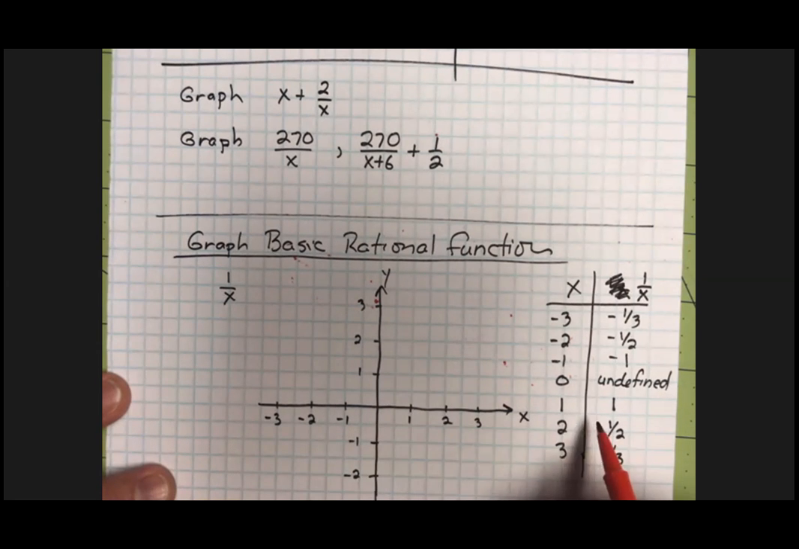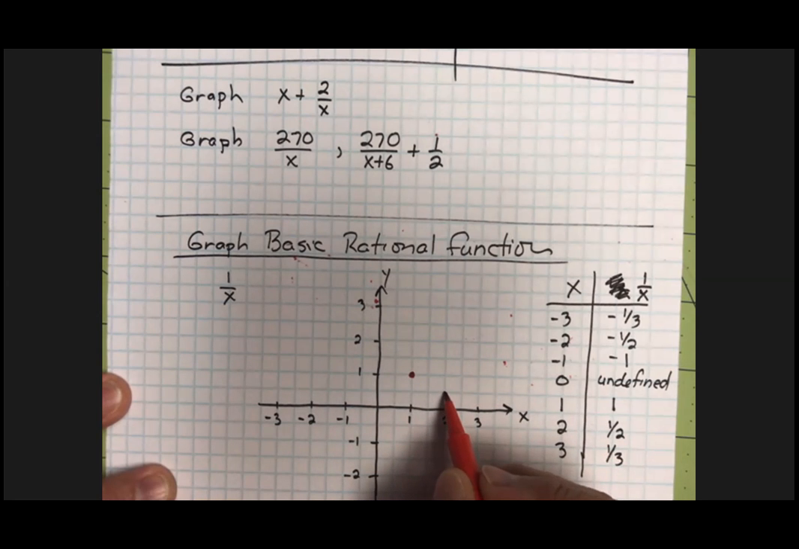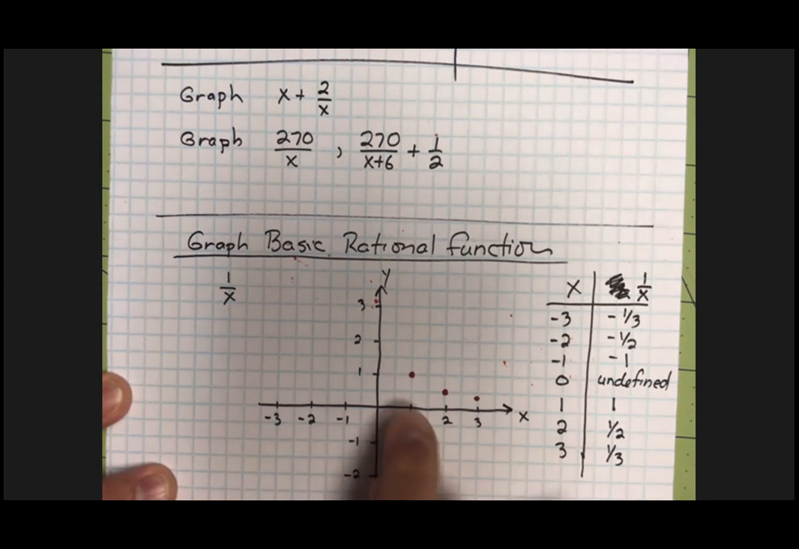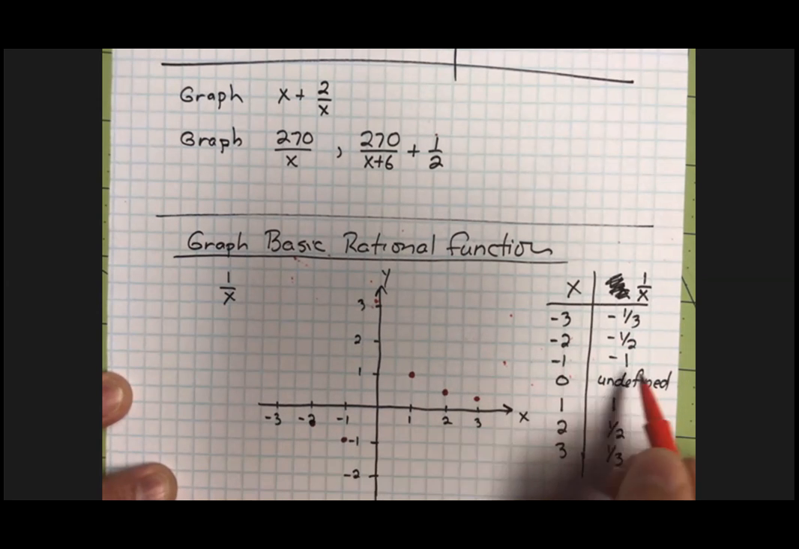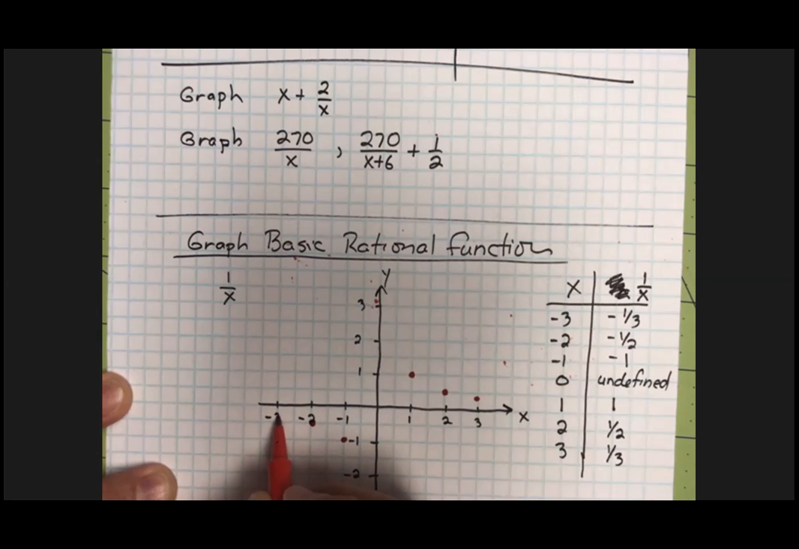So 1 and 1. 2 and a half. 3 and a third. A third is hard to mark, so you just do the best you can. Let's say that that's about a third of the way up. Oh, and the same points on the other side. Minus 1, minus 1. Minus 2, minus half. Minus 3, minus 1/3. Now my letters got in the way.